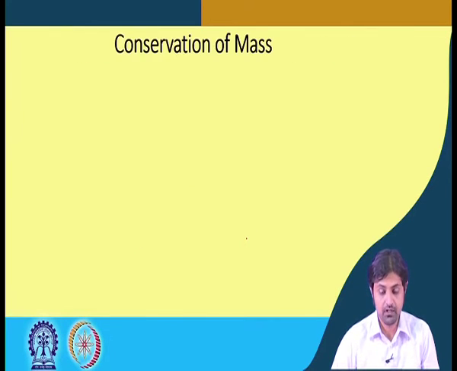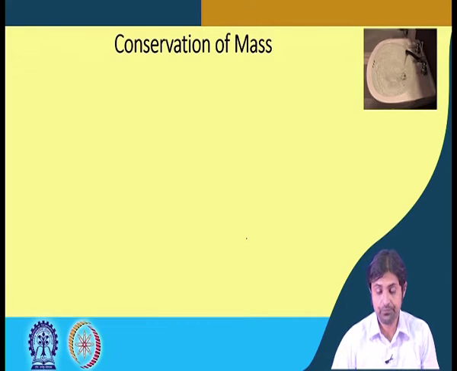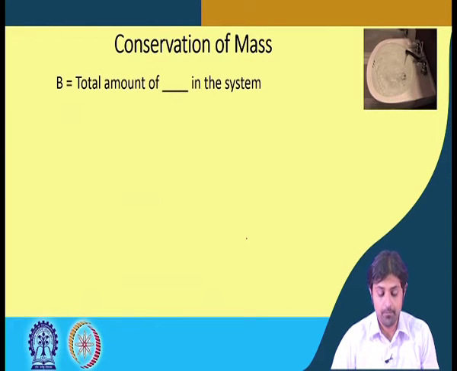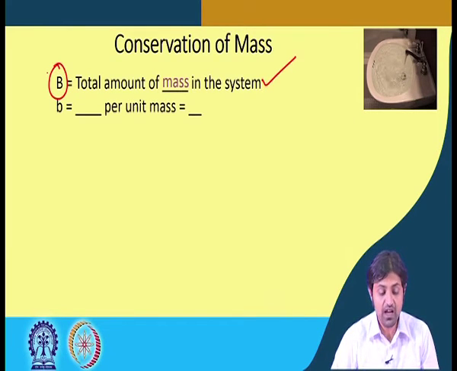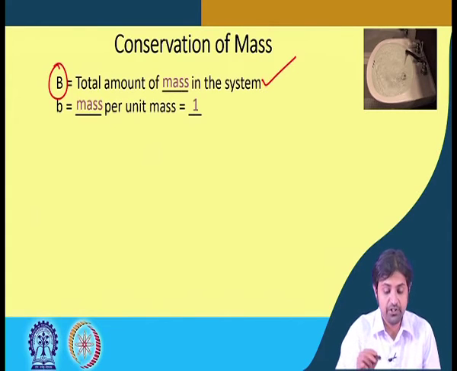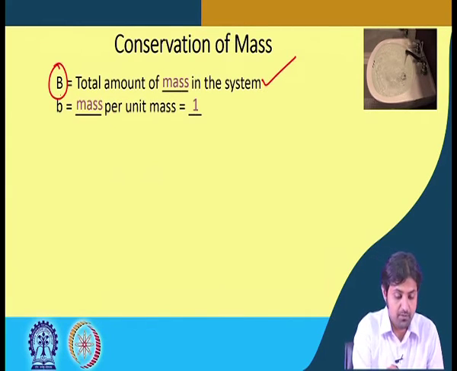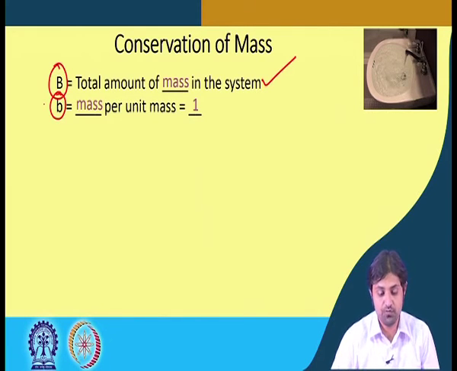Okay. So now conservation of mass. How can we apply what we have learned in Reynolds transport theorem to the conservation of mass? So capital B is total amount of mass in the system. When we do the conservation of mass, B, which we saw in Reynolds transport theorem, is the total amount of mass in the system, and small b will be mass per unit mass, which is equal to 1. So we have determined capital B and small b for the conservation of mass. So capital B is m and small b is 1.